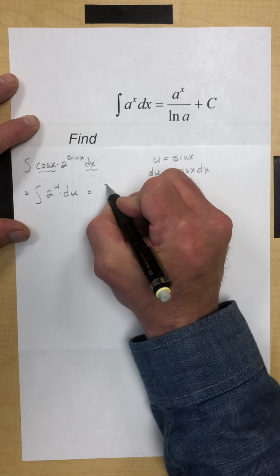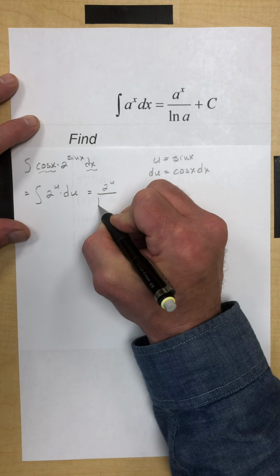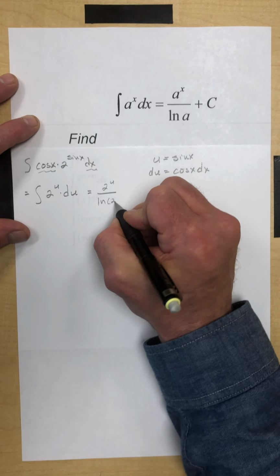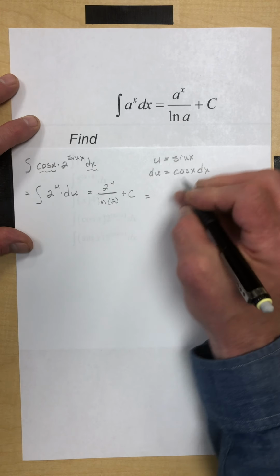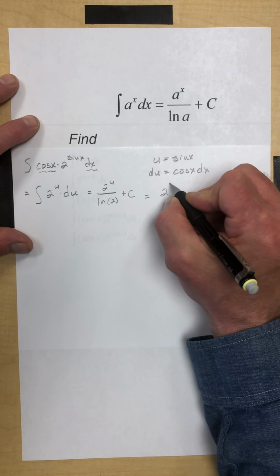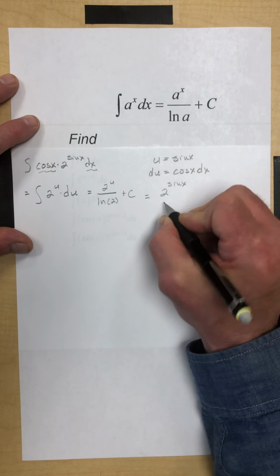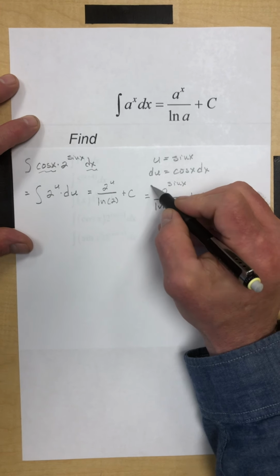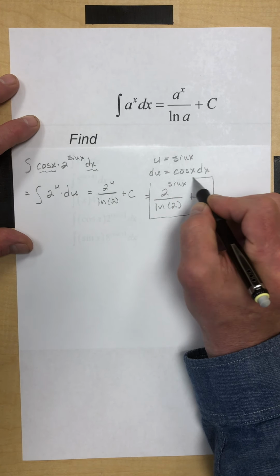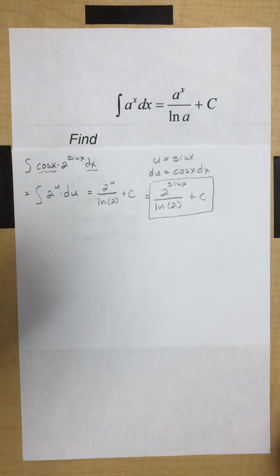Okay, so I would get 2 to the u over the natural log of 2 plus c. And then just go back and substitute sine of x in for u, and we should be okay. So 2 to the power of the sine of x all over the natural log of 2 plus c. And I'm looking at that guy, and I don't see anything else we can do with it. That would probably be the only final answer that I would work with. Okay, so that one's pretty straightforward.